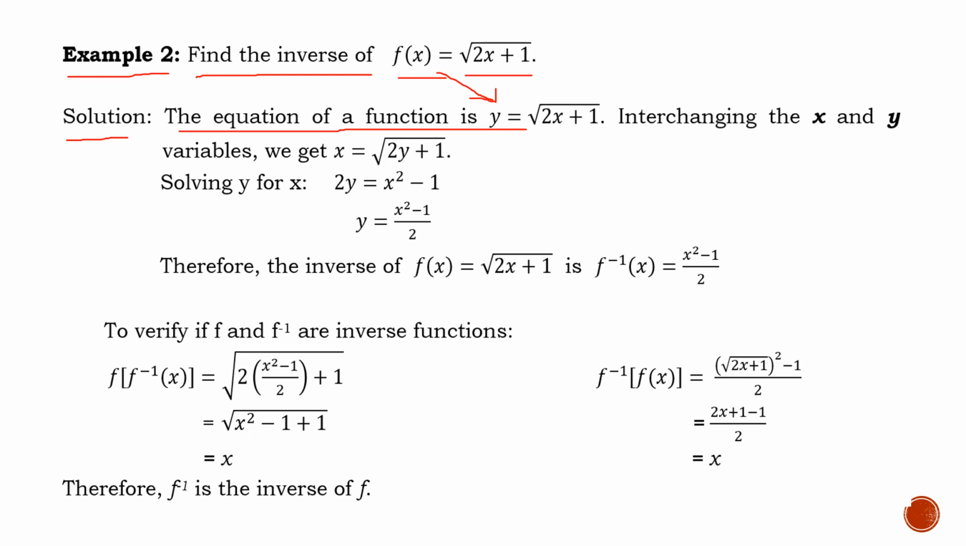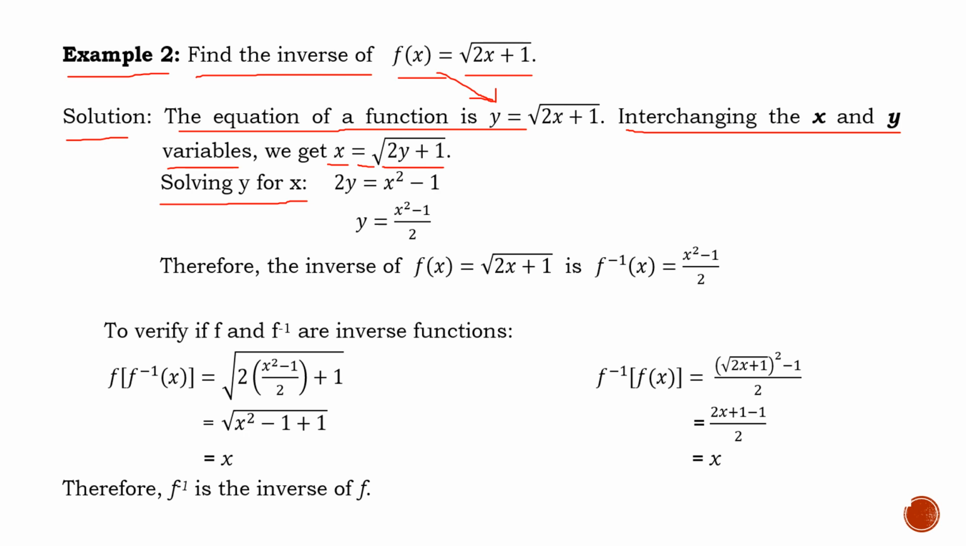The next thing to do is to interchange the x and y variables, or swapping or switching of position between your x and y variables. That's why if we rewrite this one, right after we interchange your x and y variables, it becomes x is equal to square root of 2y plus 1. Now, we're asked to solve for the value of y in terms of x.